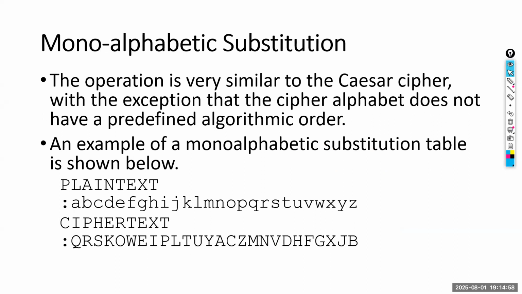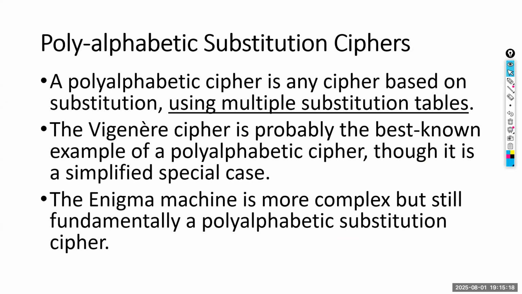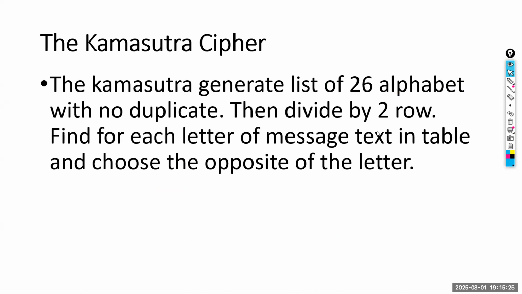So then monoalphabetic substitution is a little bit better than the Caesar cipher, but still a lot of patterns are revealed because one character is always substituted with the same character. So in order to make it a little bit better, we can go for polyalphabetic substitution ciphers. So rather than one substitution table, we can use multiple. At the same time, we discuss the Kama Sutra cipher because that is one of the first ciphers that use a key.